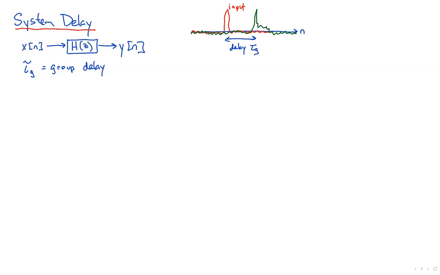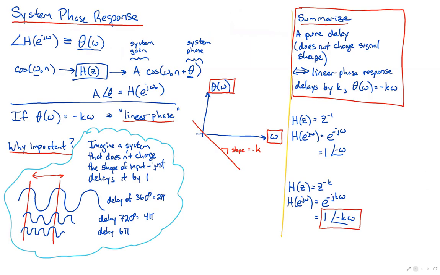Now, given what we did in our previous slide over here, when we talked about the system phase response, what this seems to suggest is that if our system has a linearly decreasing phase, well, then we know what that delay is. We just simply take the negative of the slope, and that's our delay. But what if our phase isn't that simple? What do we have then?